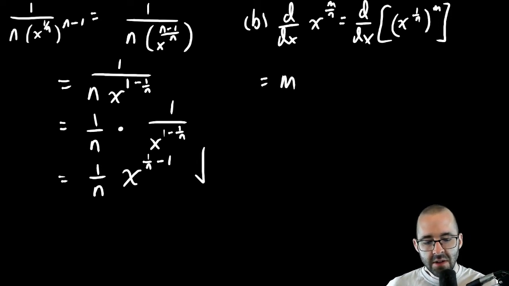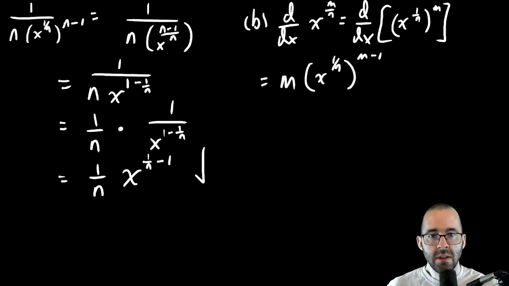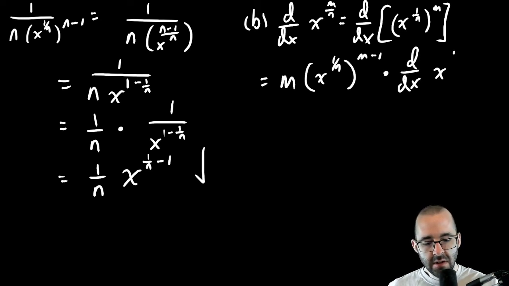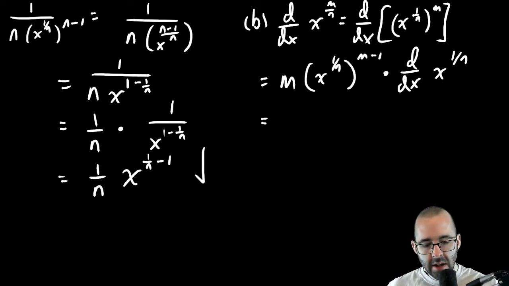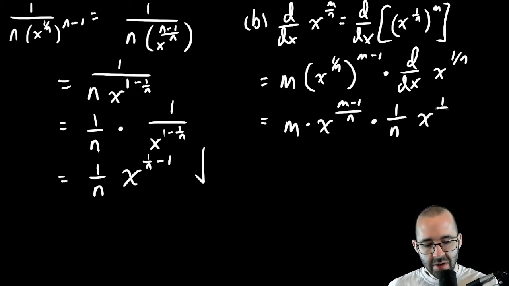Derivative of the outside function is m. Subtract a power. Leave the inside alone. We're using the chain rule, and multiply by the derivative of the inside function, which we just proved in the last part. So we get m times, and again, we can simplify this as x to the m minus 1 over n, times the derivative that we just wrote, 1 over n times x to the 1 over n minus 1.